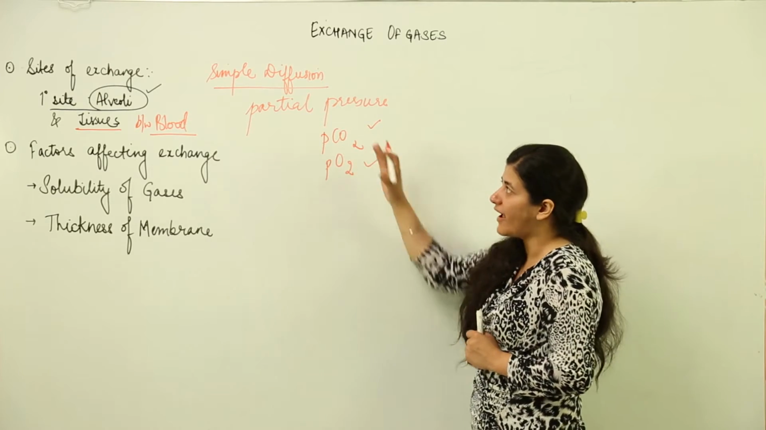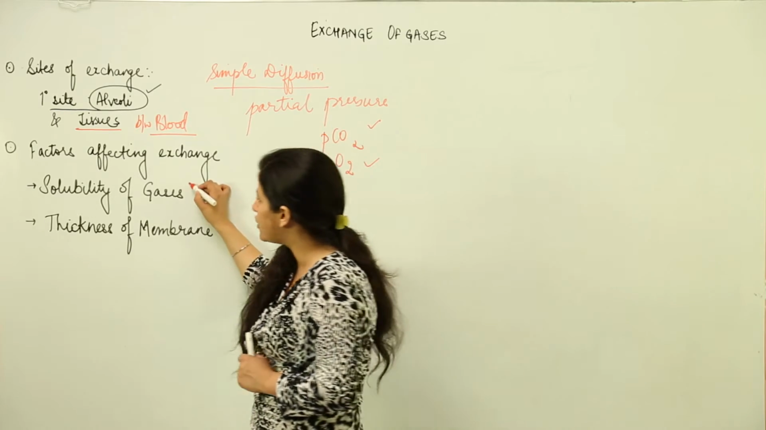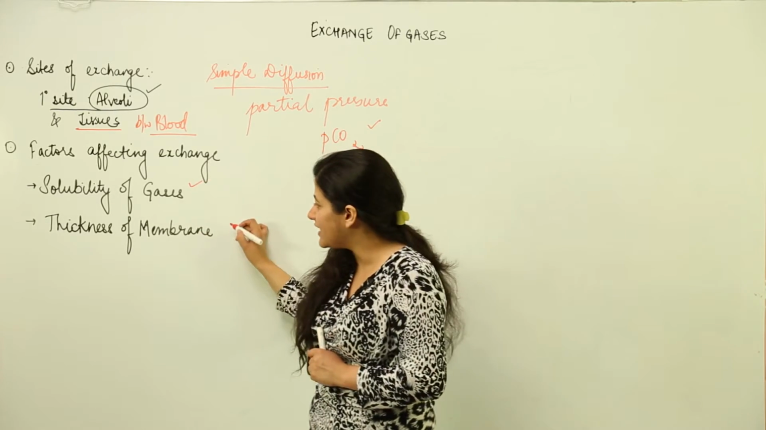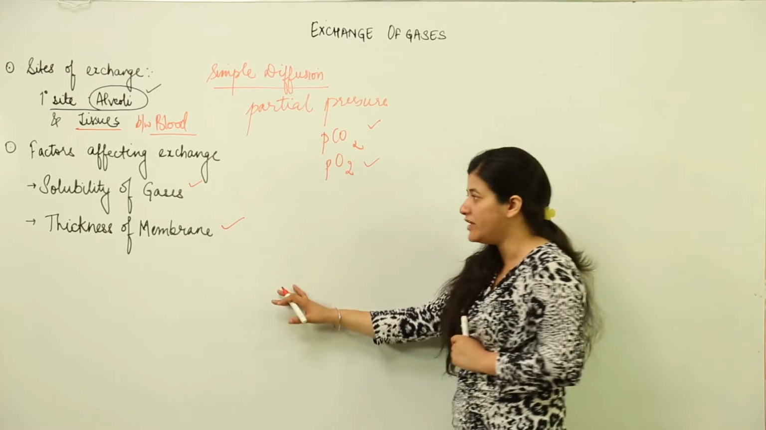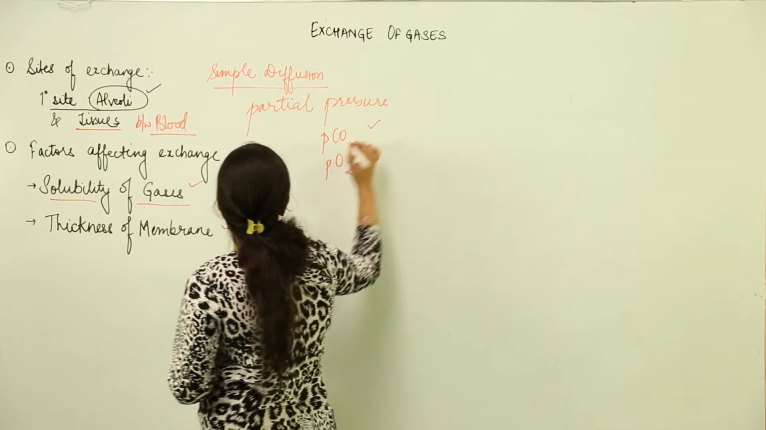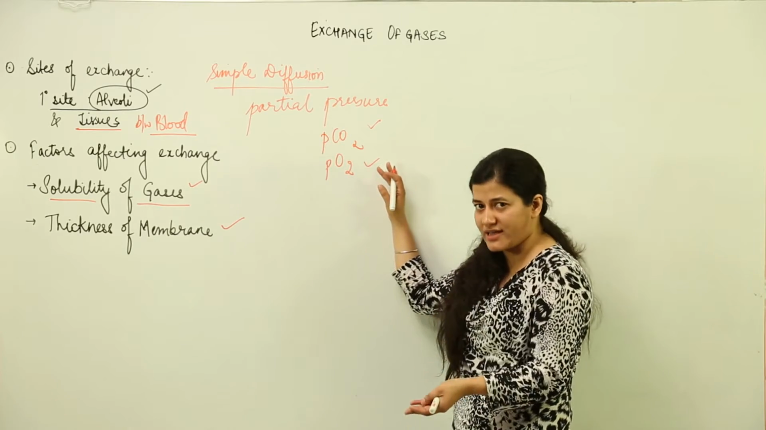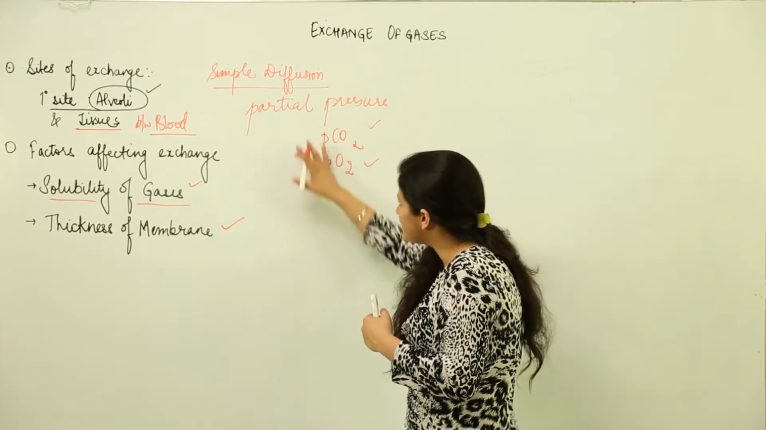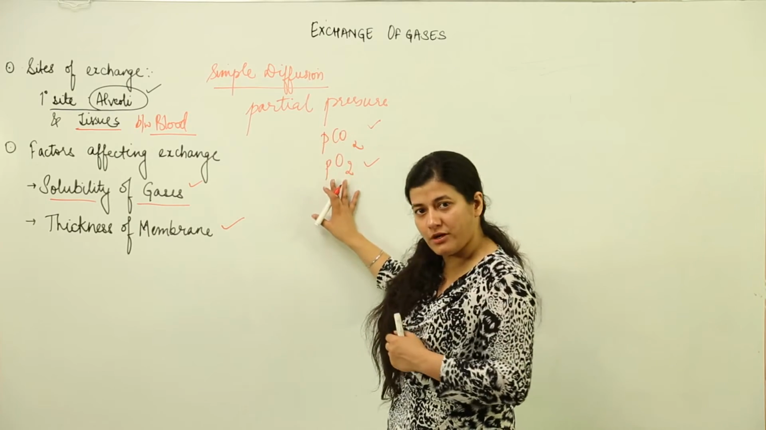And what are the factors which are affecting this simple diffusion process? First one is the solubility of gases, and the second one is the thickness of membranes. We are going to take each one individually. Let's talk about solubility of gases. Now because our prime concern is with these two gases, leaving aside all the other gases, they would be thrown out as it is in the form of air. This is the main gaseous exchange that has to take place. So we are going to see the solubility of these two gases.